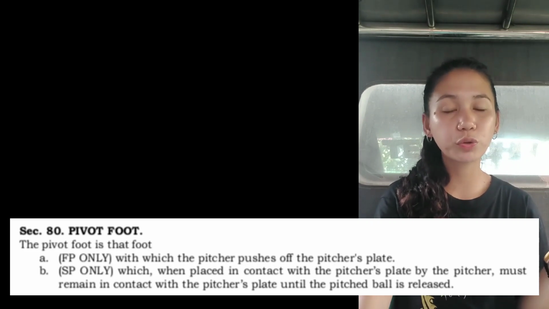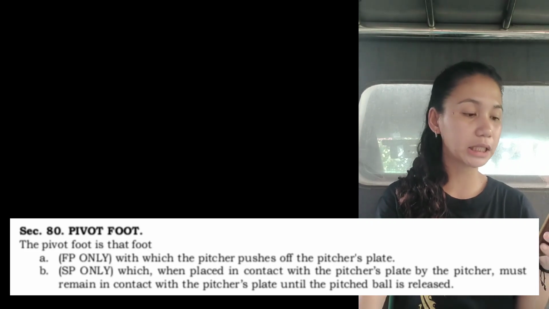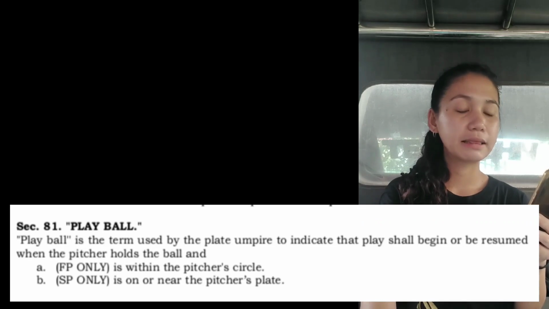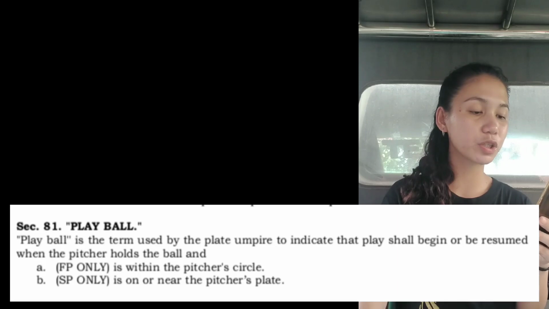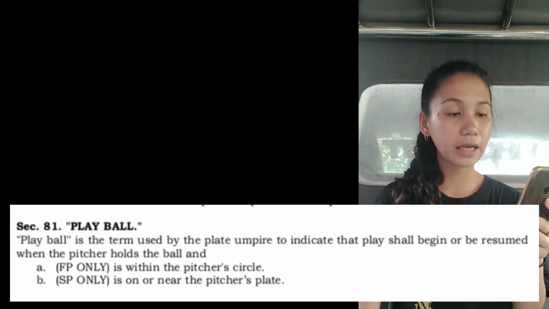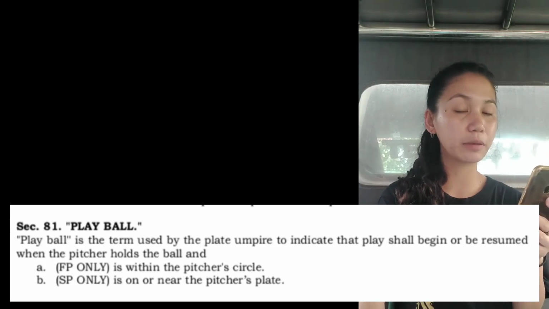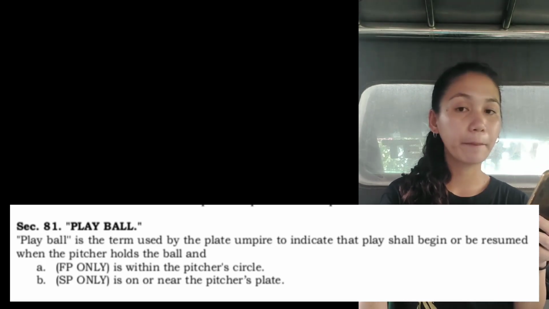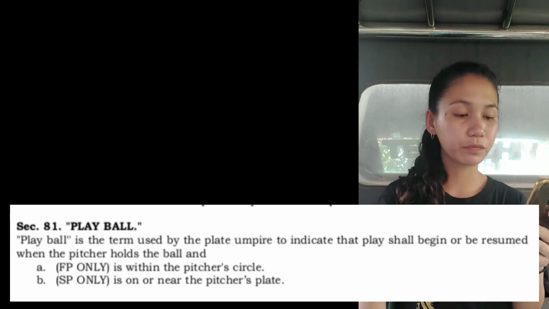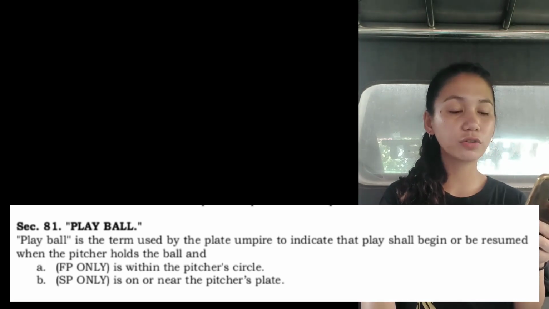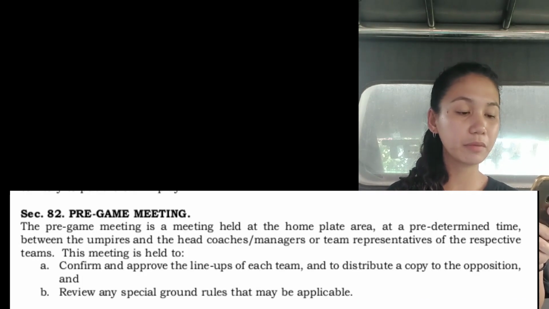So let's move on to rule number 1, section 81. Play ball. Play ball is the term used by the plate umpire to indicate the play shall begin or be resumed when the pitcher holds the ball, and A, FP only, is within the pitcher's circle. B, SP only, is near the pitcher's plate. So let's move on to section 82, pre-game meeting.